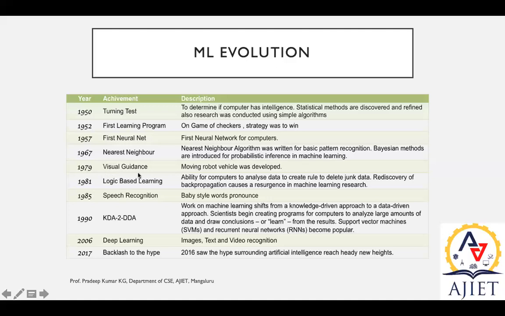In 1979, a visual guidance moving robot vehicle was developed with a camera module. In 1981, logic-based learning, something new. On the other hand, it is the ability for computers to analyze data.